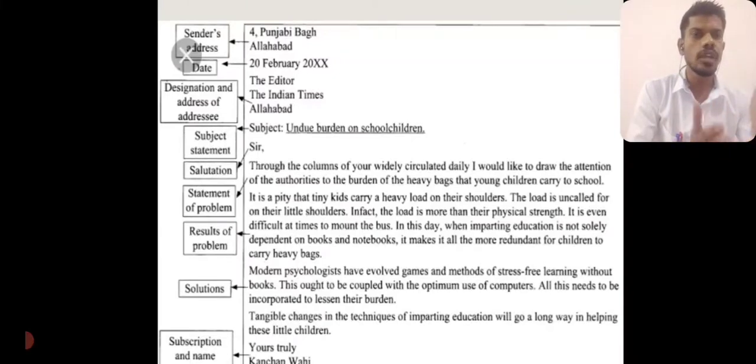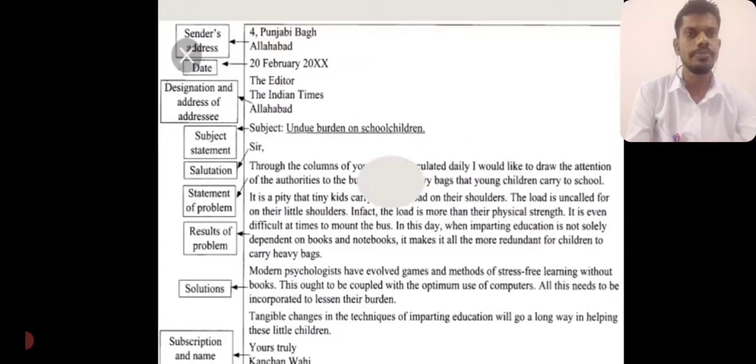We can follow that. And also I told you about the salutation, then after the statement of the problem, the results of the problem, and the solutions that you are expecting or giving, that also can be written. Then the subscription, that you mention at the end, and there will be no comma or punctuation over here.